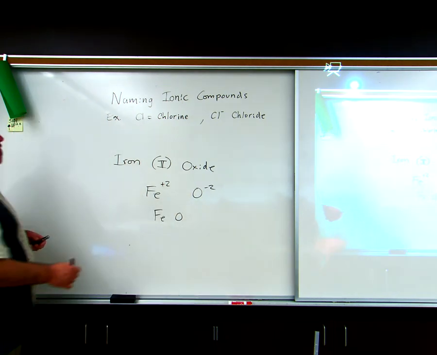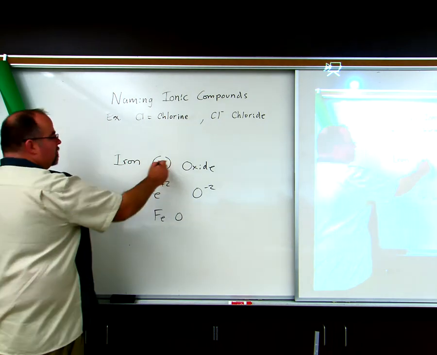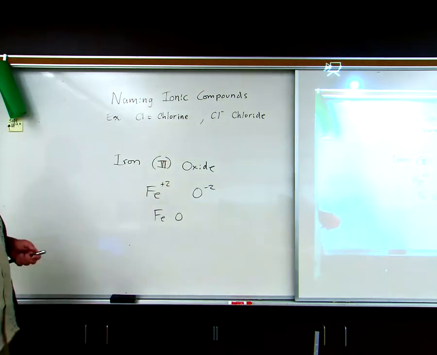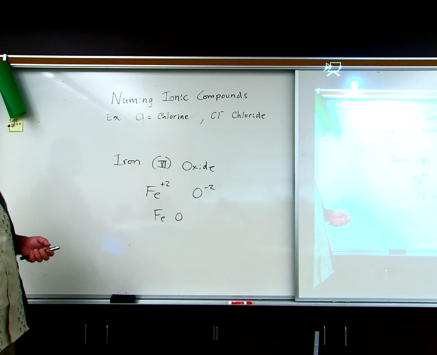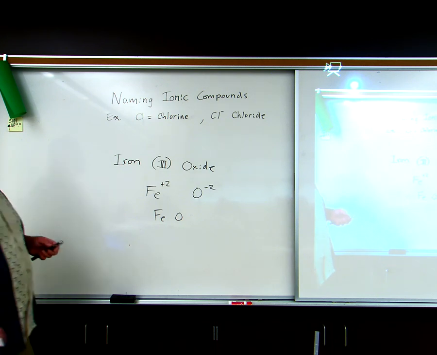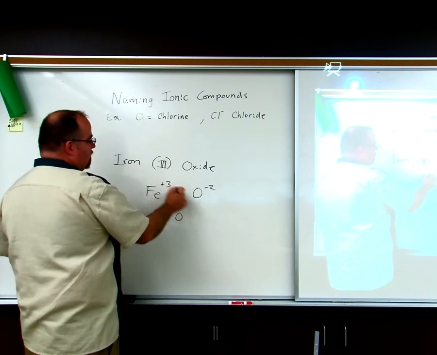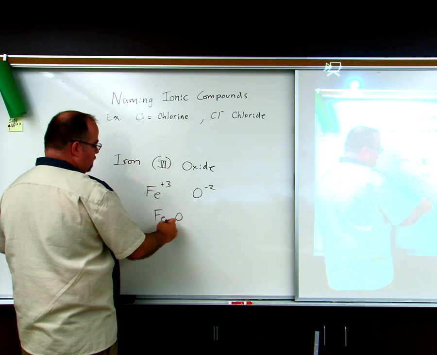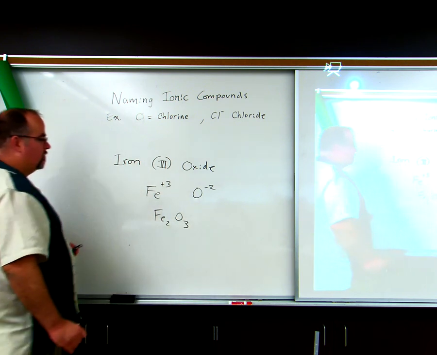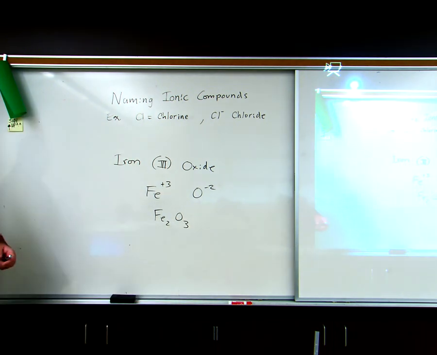Now, what about iron 3? Then what would the ratio be? 2 to 3. Yes, 2 to 3. Correct. So I would write the ion charge like this, and this would be 2, and this would be 3. Didn't we learn this in like 8th grade? Yeah. You might not have gone into so much detail.